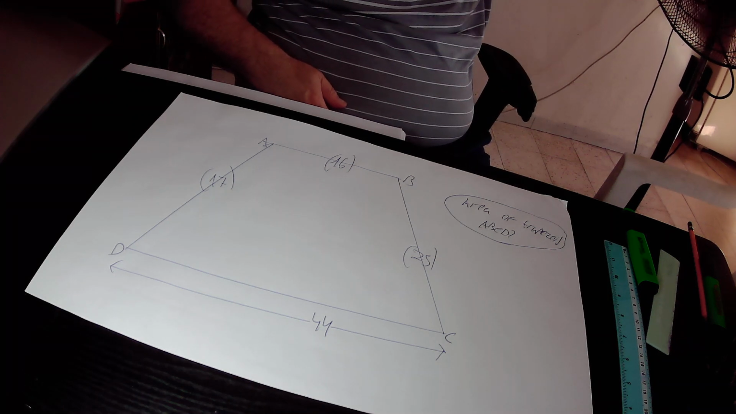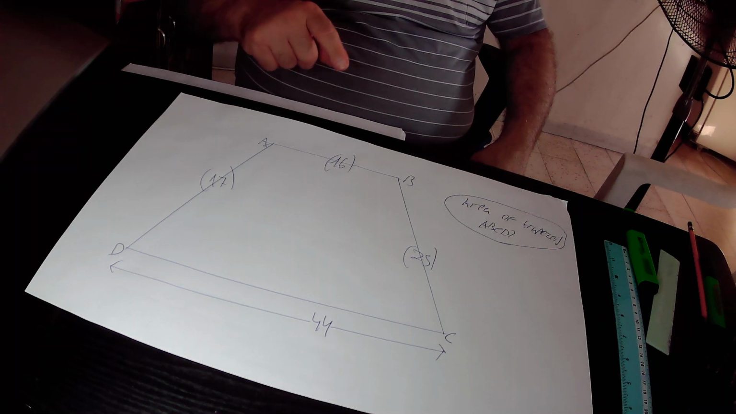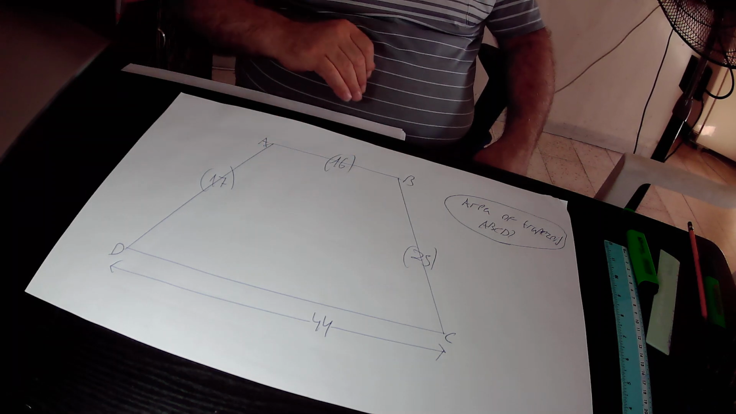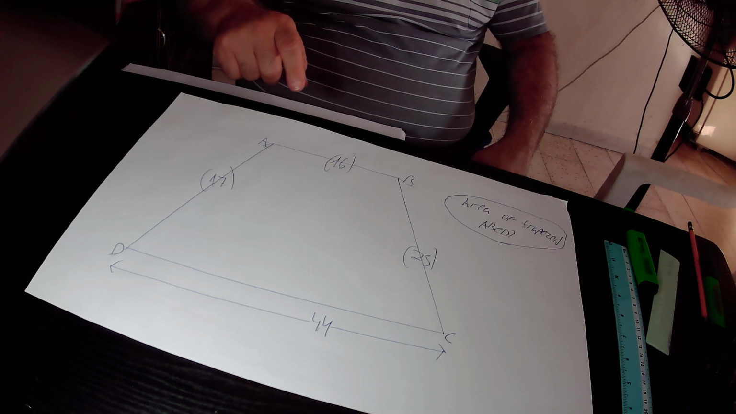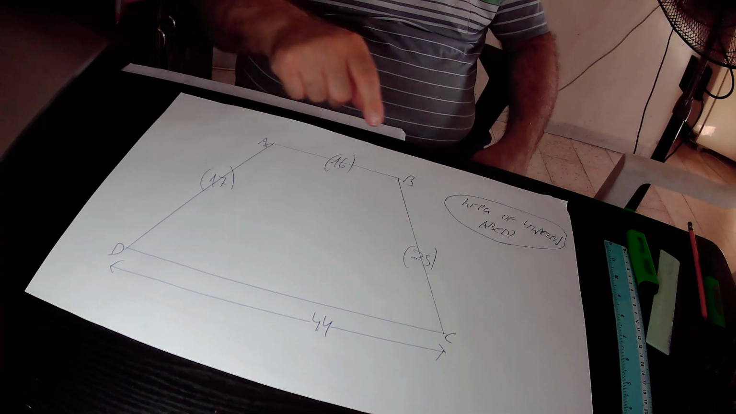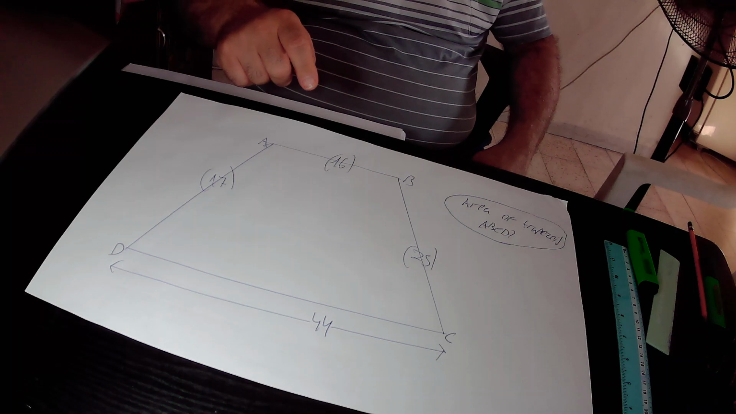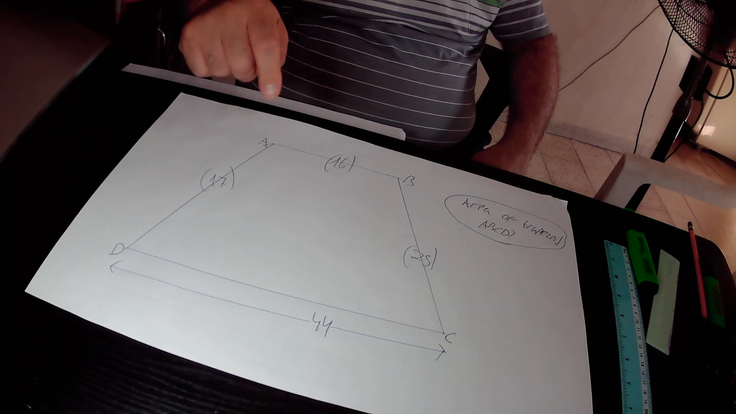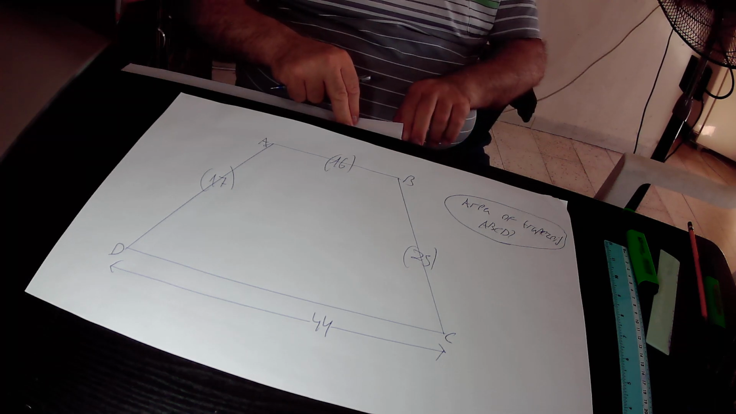Actually, the area of a trapezoid equals the sum of its two parallel bases times the height over 2. So therefore the area of this trapezoid must be equal to the sum of its two parallel bases. We know that AB is parallel to DC, and therefore it is AB plus DC times the height. The height is h, the elevation, divided by 2. The height h must create 90 degrees with the two bases AB and DC.